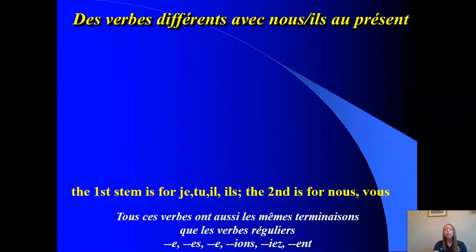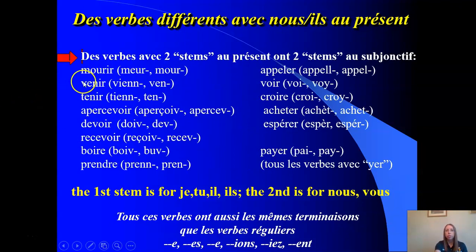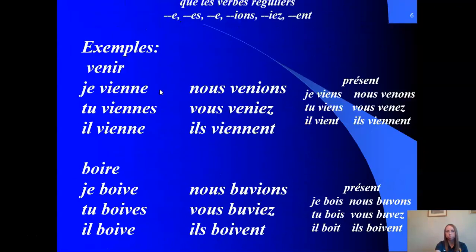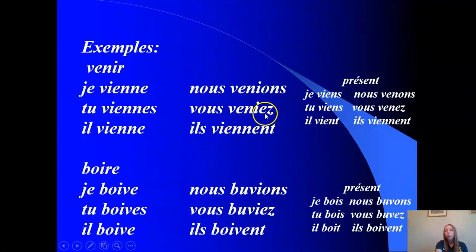Puis, il y a des verbes différents avec nous et ils au présent. Par exemple, le verbe venir. We're going to break this down in a second. Il y a deux stems. Let's go forward in the slideshow and then we're going to come back here. Au présent, c'est comme ça. Ils, pluriel, viennent, mais nous venons. Parce que ce verbe a deux stems.